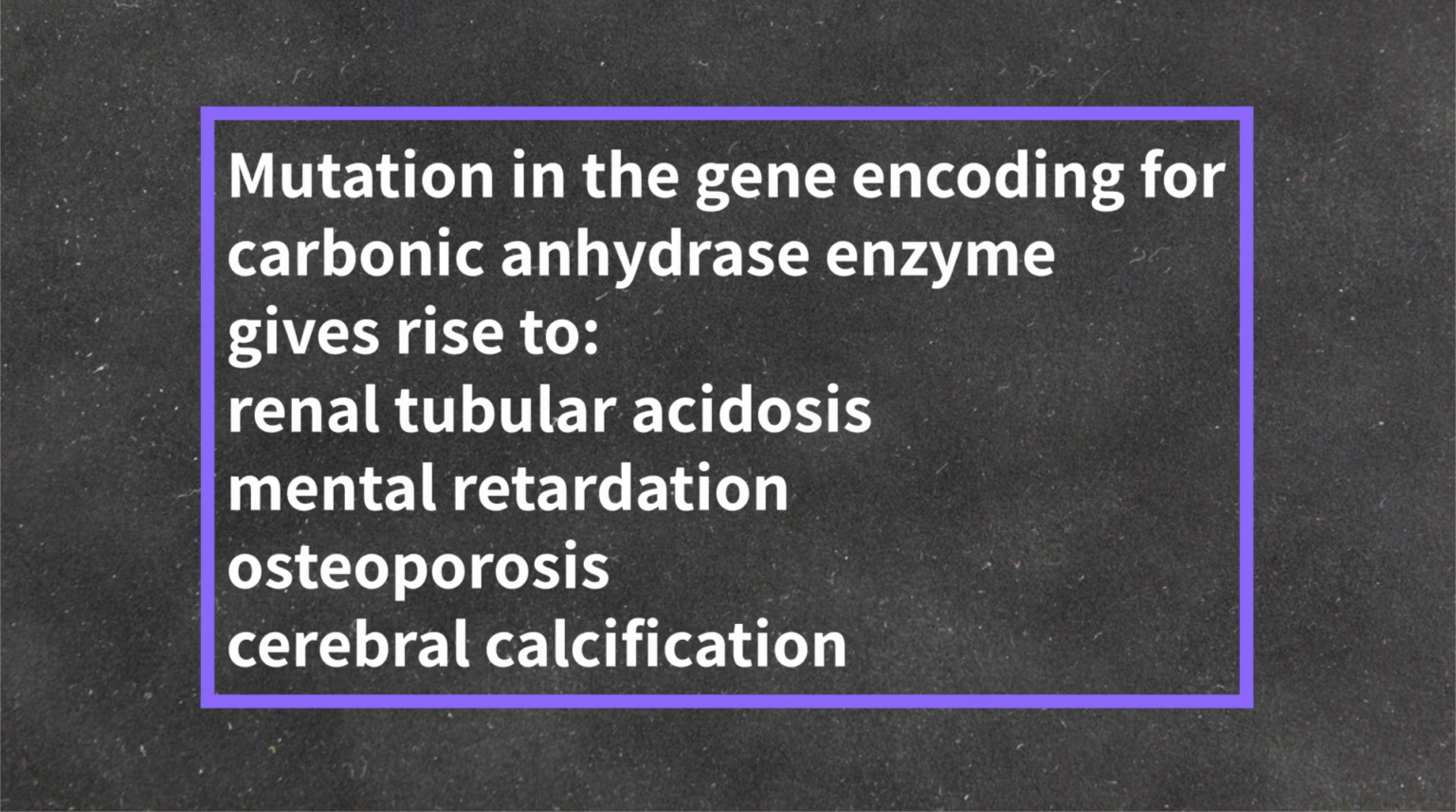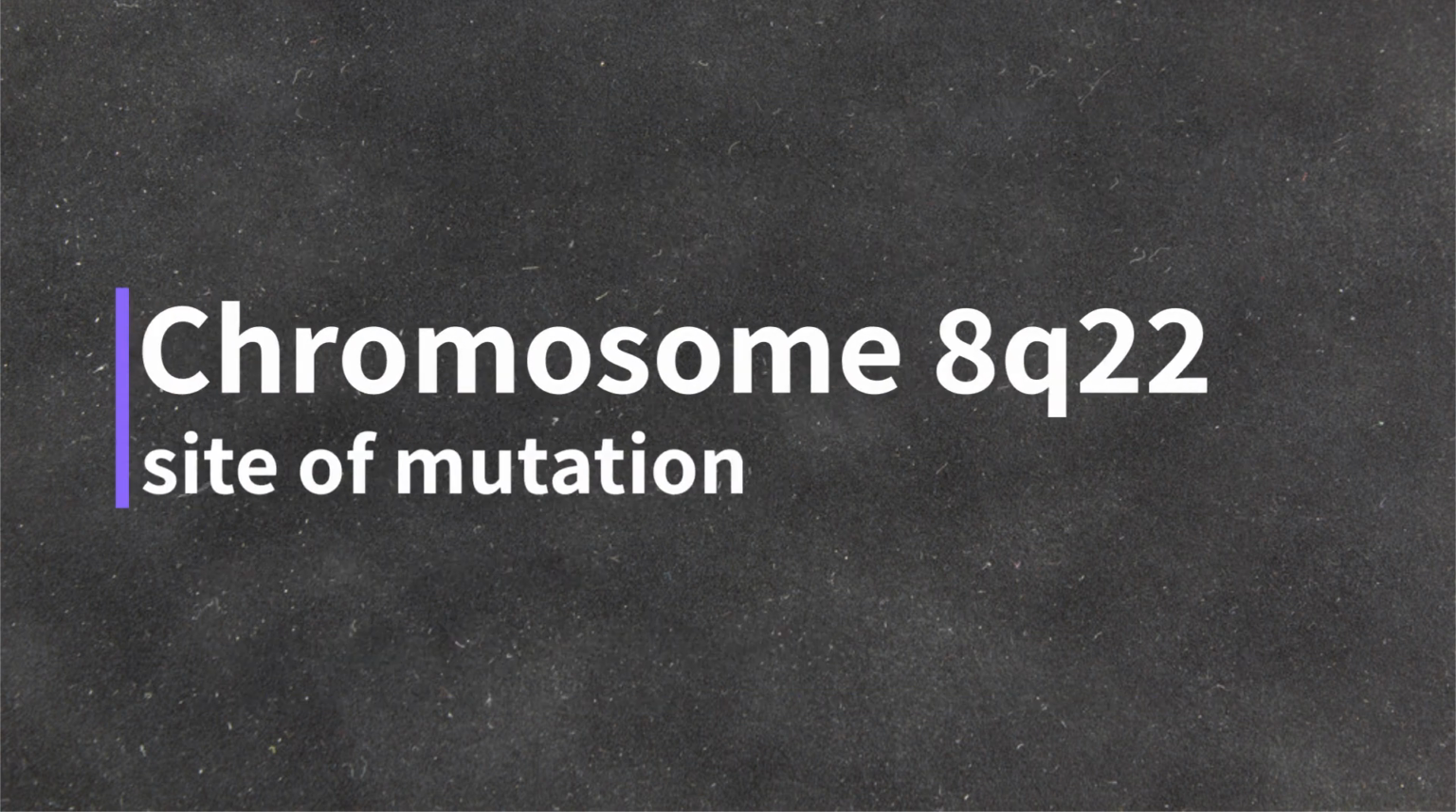Mutation in the gene encoding for carbonic anhydrase enzyme gives rise to renal tubular acidosis, mental retardation, osteoporosis and cerebral calcification. Chromosome 8q22 is the site of mutation.